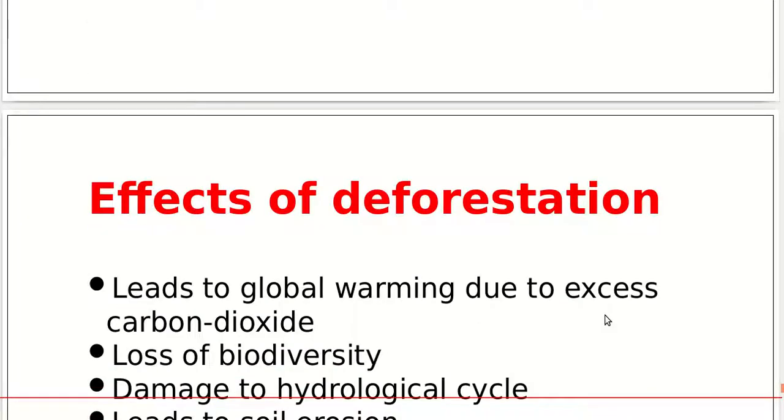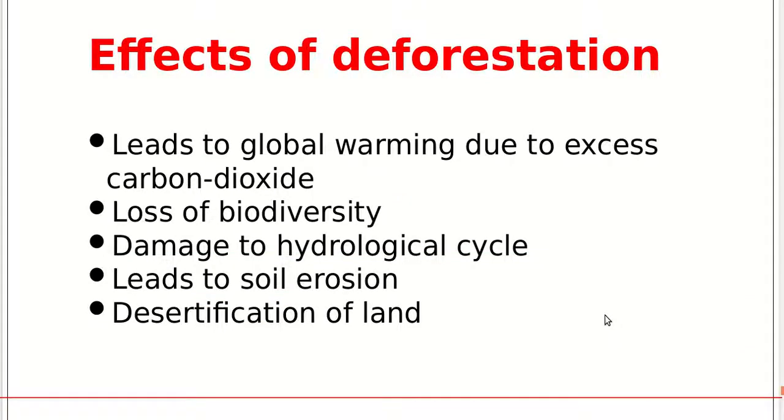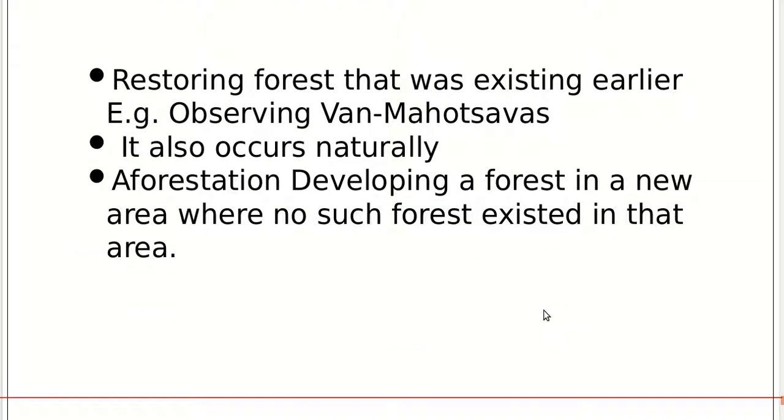The effects of deforestation are global warming due to excess carbon dioxide, loss of valuable biodiversity, and damage to the hydrological cycle. It leads to soil erosion and desertification of land. These are all the harmful effects of deforestation. Reforestation is restoring a forest that existed earlier, for example by observing Vana Mahotsava. It also occurs naturally. Afforestation is developing a forest in a new area where no such forest existed. So we have studied deforestation, reforestation and afforestation.